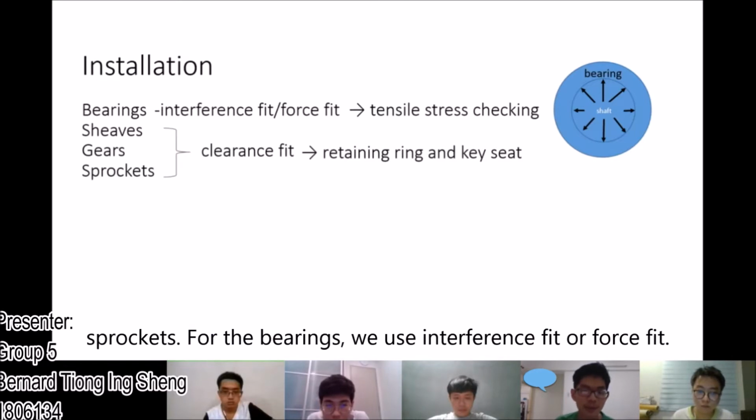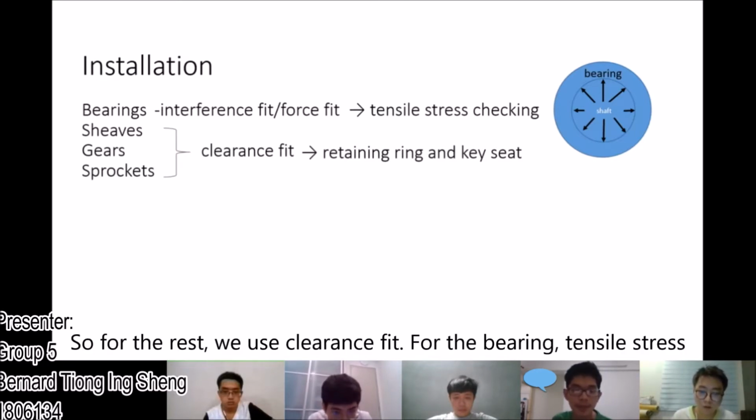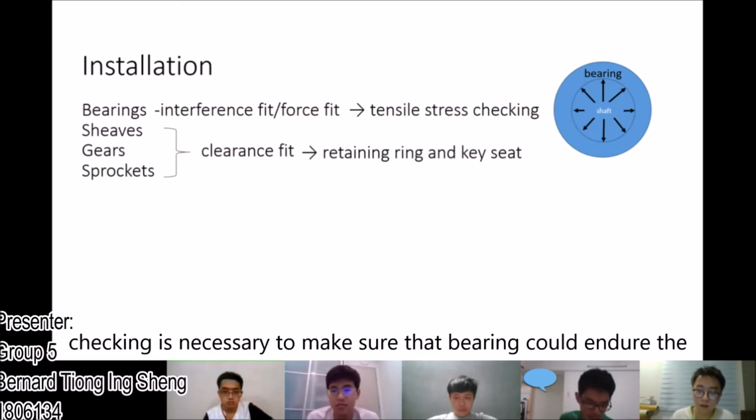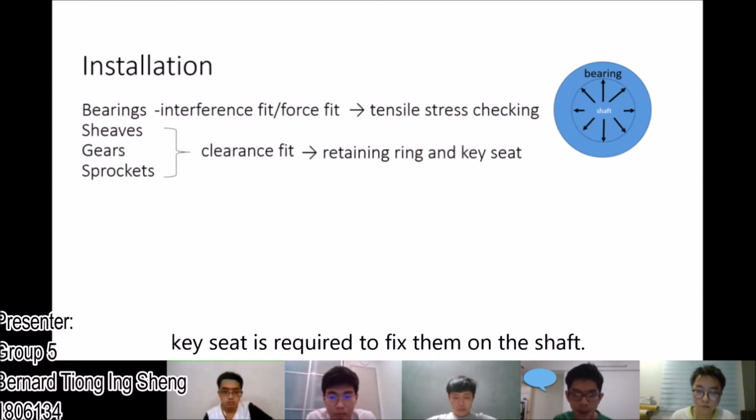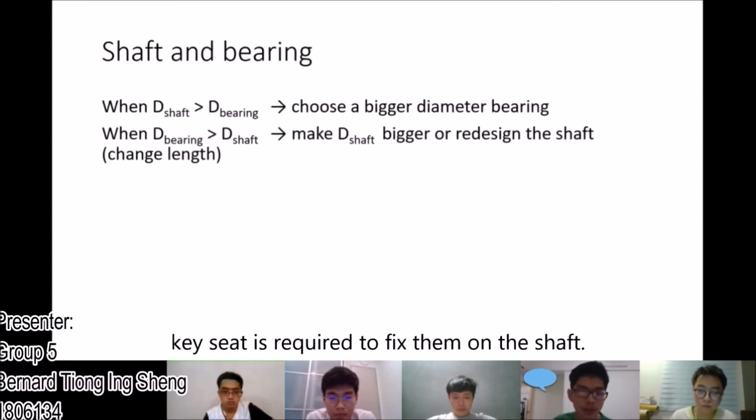For the bearing, we use interference fit or force fit. For the rest, we use clearance fit. For the bearing, tensile stress checking is necessary to make sure that the bearing could endure the tensile stress from the shaft. For the clearance fit, retaining ring and key seat are required to fix them on the shaft.